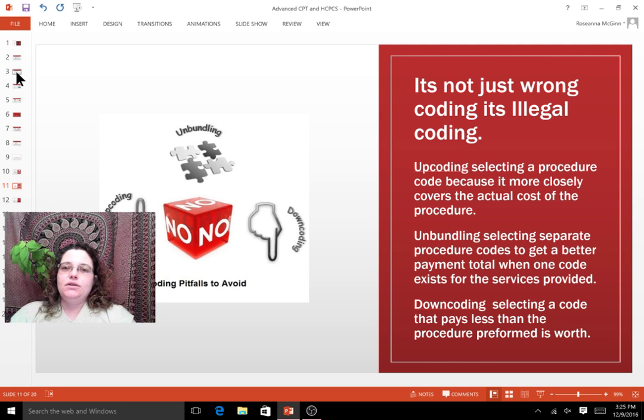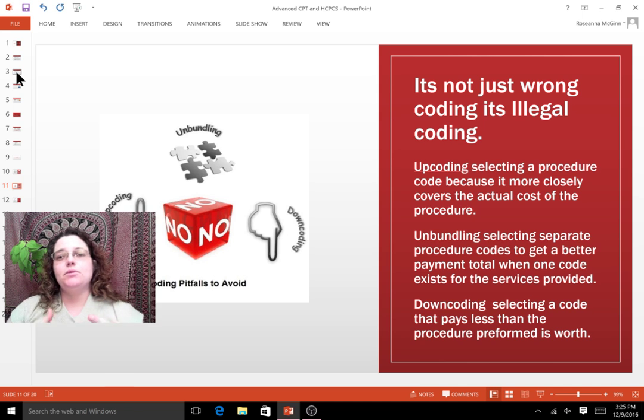Then there's unbundling. So if you have 4 puzzle pieces and they all fit together and you're able to put them together, that's what you go with. So with the code, that's kind of the way it is.